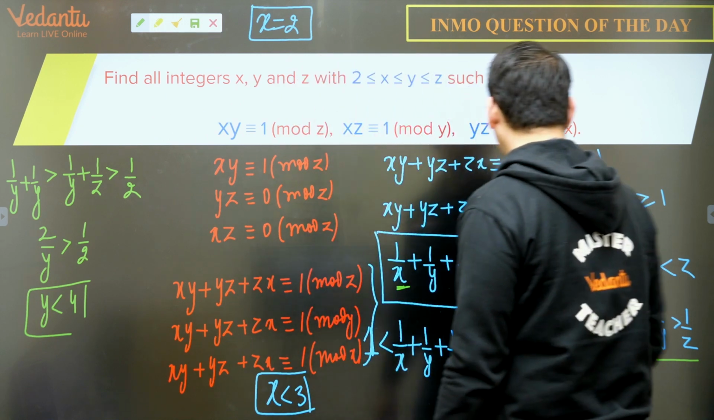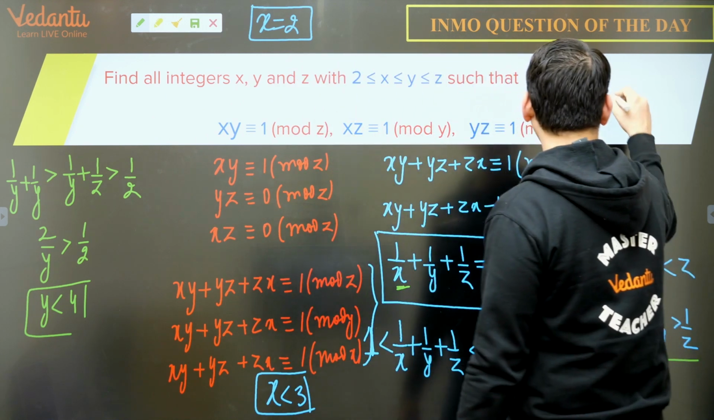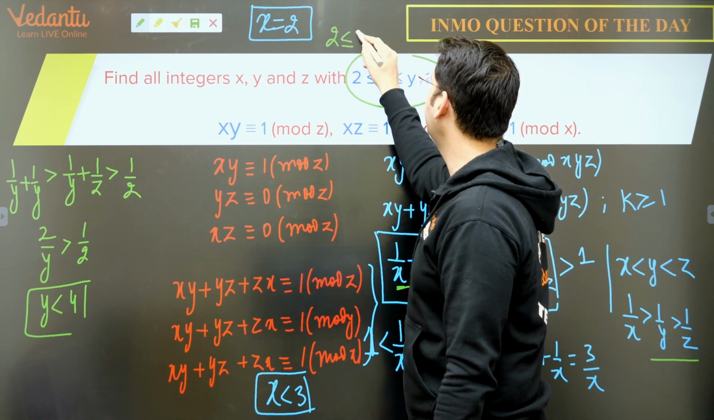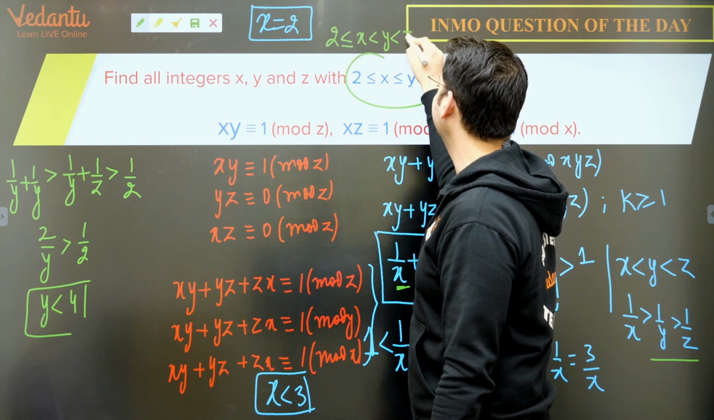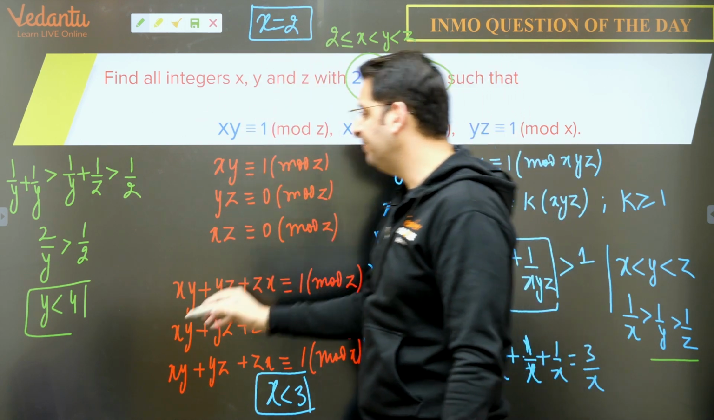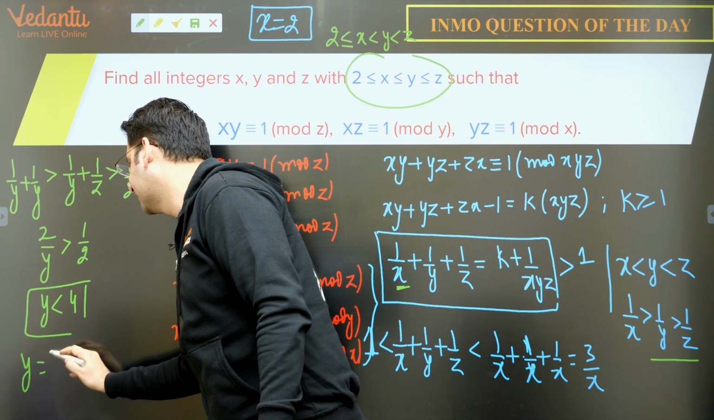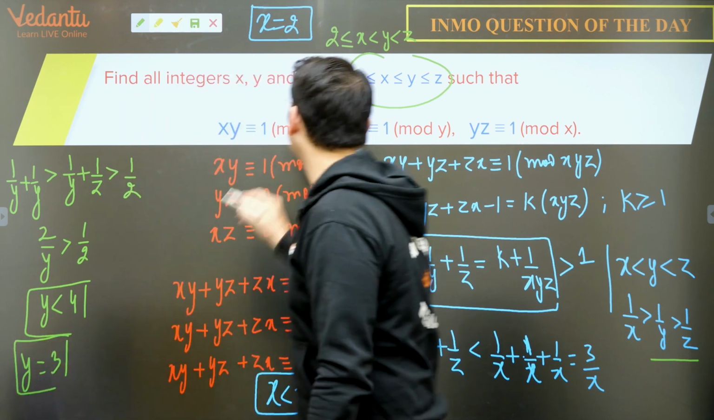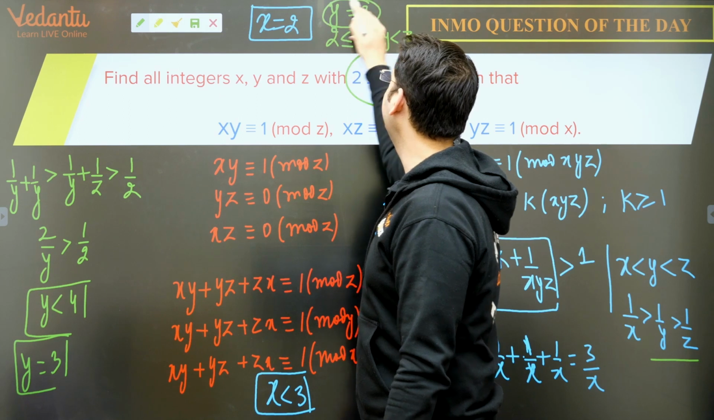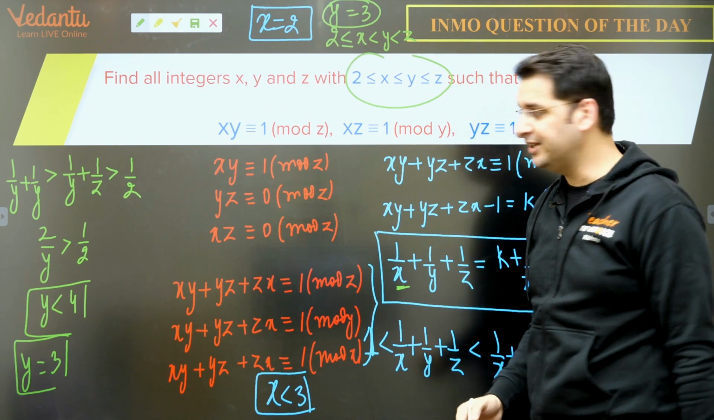And we have already proved that this inequality reduced to 2 less than or equal to x is less than y is less than z. And y is less than 4 and y is definitely greater than x. So that means y has to be 3. So we get another value. This is the only possibility. X is 2, y is 3.